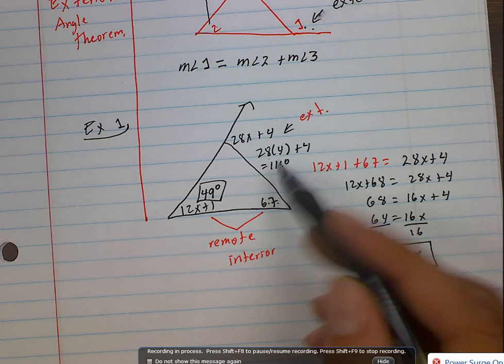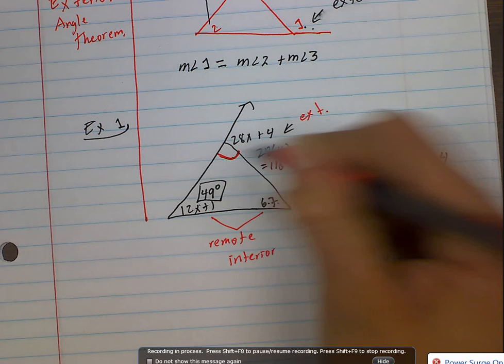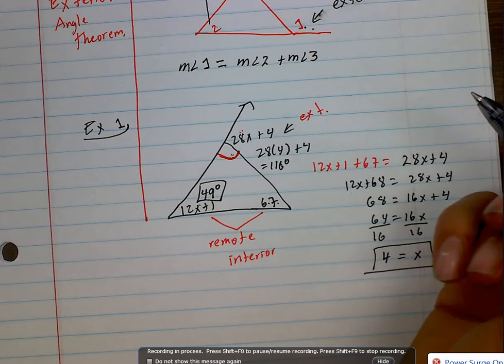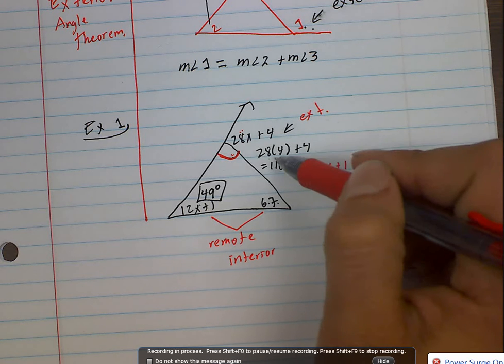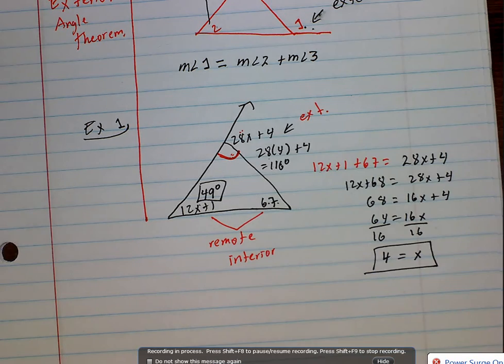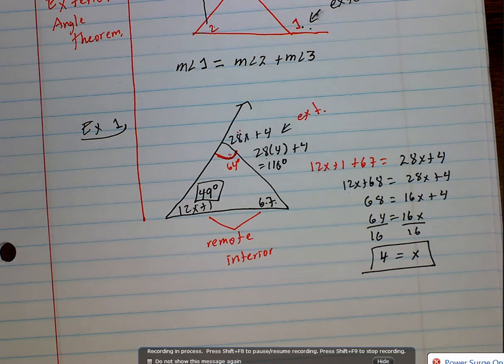Okay, so now we can actually find this one right here. And the way we find it is, well, these two angles make a straight line, so that means they're supplementary. So then all you have to do is subtract 116 from 180, and that's going to give you the answer, which is 64. Okay, and that's pretty much all there is.